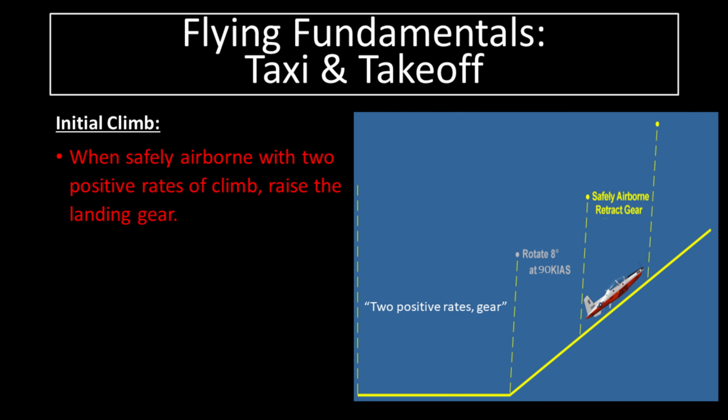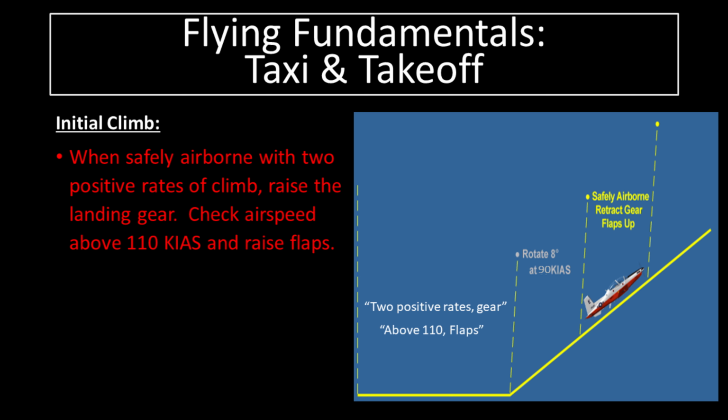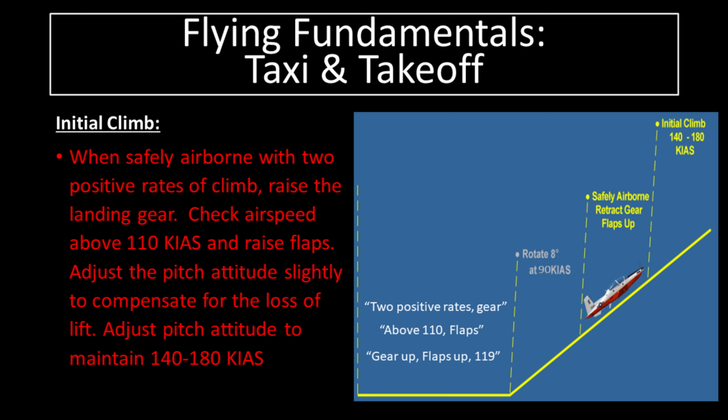During the initial climb out, it's important to establish 2 positive rates of climb prior to raising the landing gear and flaps. To do so, we'll reference the altitude and the VSI to confirm those rates. Call out 2 positive rates gear and raise the gear. Upon reaching 110 knots, call above 110 flaps and raise the flaps. Adjust pitch as necessary to climb between 140 and 180 knots.